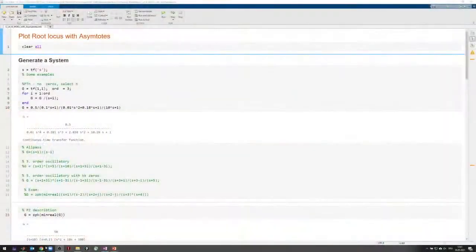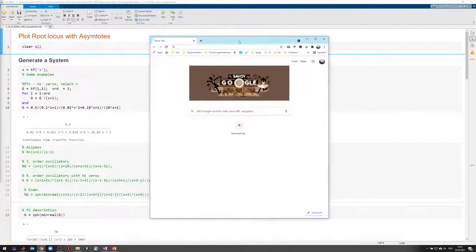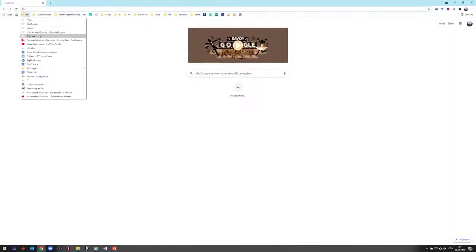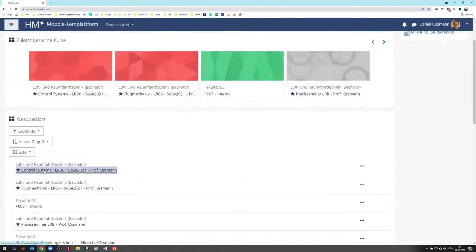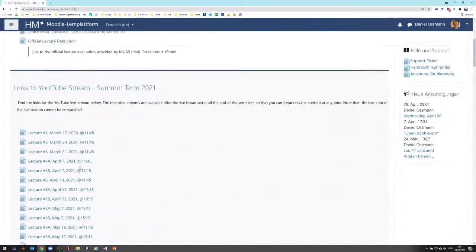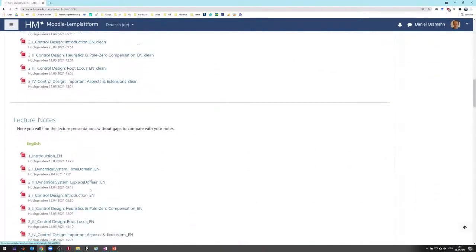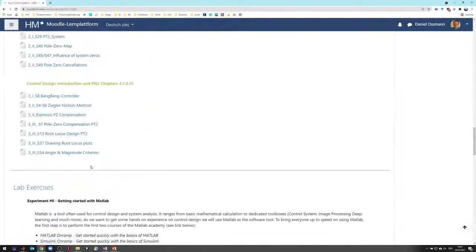It's on the Moodle server. I actually can show you. You just download it. I think this is a pretty neat piece of software here. Okay, let's see where. So if you go down, I'm making a little bit of advertisement for my codes, right? And it's this one here, drawing root locus plots.